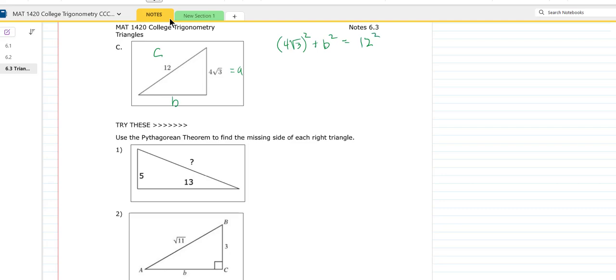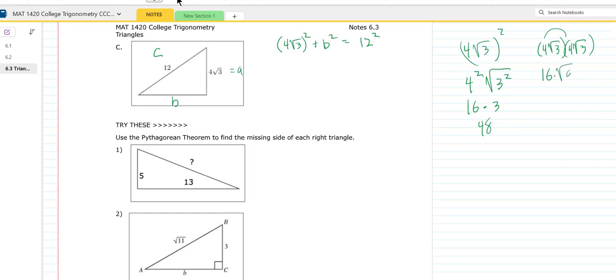And when I work this out, there's a couple ways to do this. You can square the 4, and then you can square the square root of 3. That would give 16 times 3, so that's going to give 48. You can also just write it out twice. Squaring something means multiplying it by itself. So if you do it like this, it works out the same way. It's not FOIL, it's just multiplication. So 4 times 4 is 16, square root of 3 times square root of 3 is 3, so you'd end up having 16 times 3, so it's 48. So we end up with 48 plus b squared equals 144.